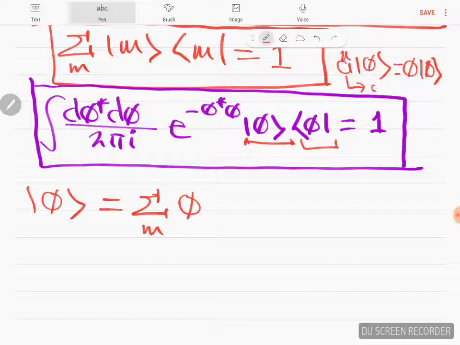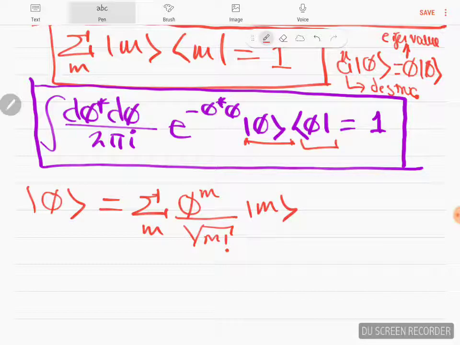This is the destruction operator, or annihilation operator, and this is the eigenvalue of that coherent state. So then we can expand the coherent state as a summation of phi, which is the eigenvalue, to the power of m, divided by the square root of m factorial, times the state m. Now we will see that this coherent state has an amplitude and a phase. So we can write phi as rho e to the i theta.